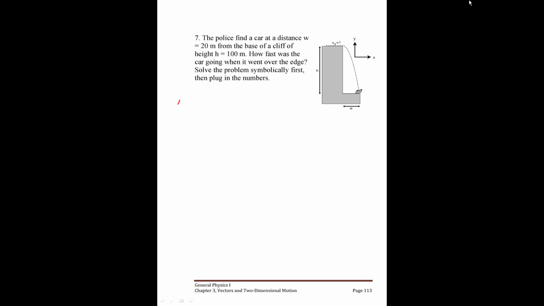I know that x is equal to w, which is equal to 20 meters. So x is 20. If I say that y naught equals 0, then y is equal to negative 100 meters. That's taking y naught here equal to 0. So y equals negative 100, x equals 20. I also know that Vx is equal to V naught. That's because there is no angle to the motion, and so all of the initial motion is in the x direction.